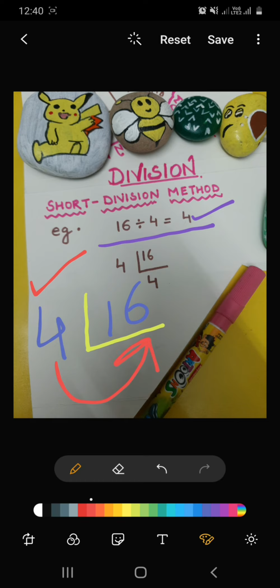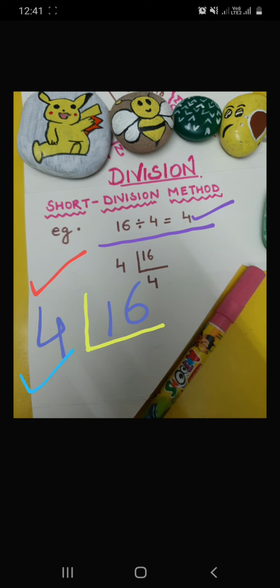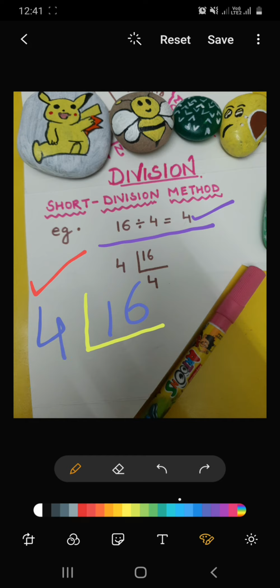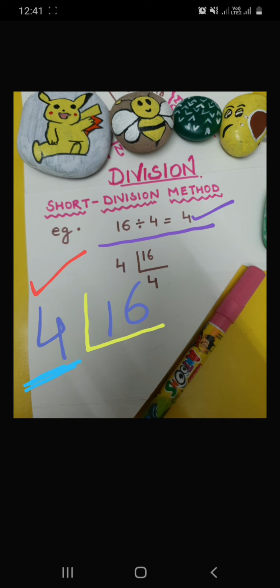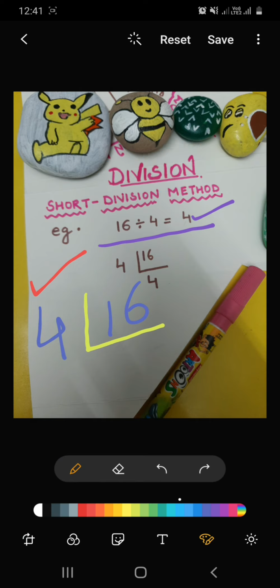मतलब 4 की टेबल में 16 कितनी बार आता है. Okay, we will read the table of 4. ये आप हमेशा याद रखिएगा कि we have to read the table of 4. ये डिवाइड है, it is a divide, but we will read the table, and table is always needed in mathematics. So you have to learn all the tables by heart. Okay, so you should know the table of 4.